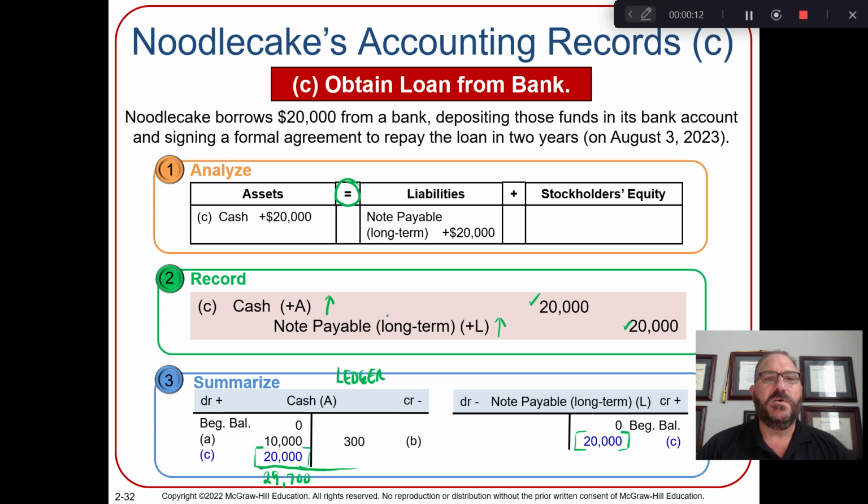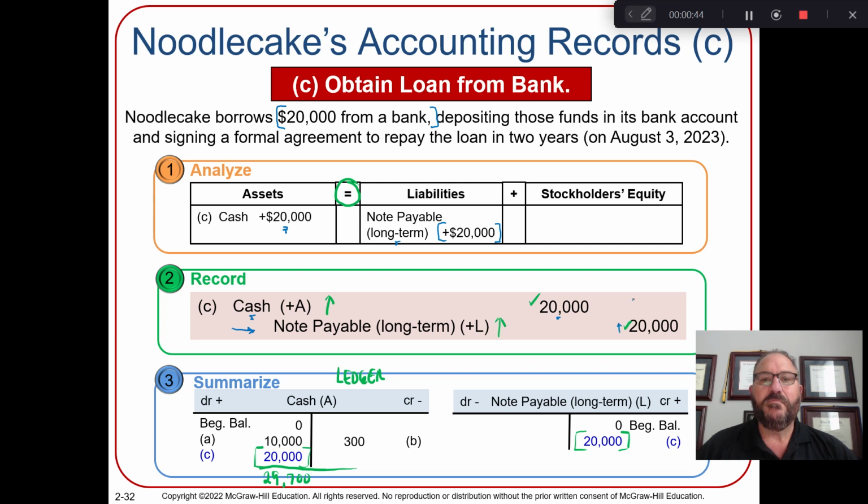All right, so remember, Noodle Cake had borrowed $20,000 from the bank. Notice first you analyze: the assets increased by 20, and then we have our note payable, long term, increased by 20. It's a liability. So the journal entry, we've got cash. That's the debit. It's an asset increasing. There's our debit of 20. Remember, you indent for your credit: note payable, long term, 20,000.